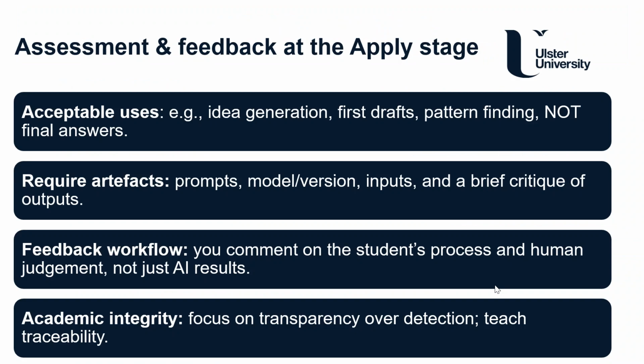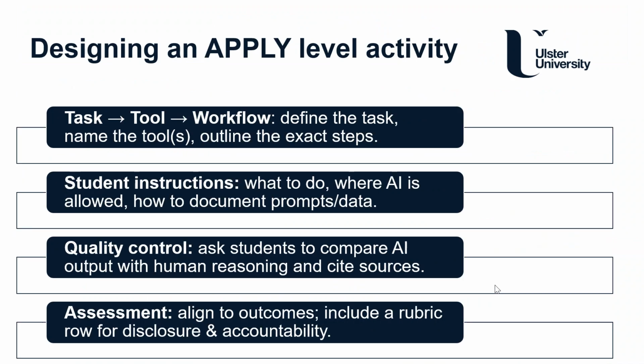Obviously, acceptable uses we need to think about are things like idea generation, first drafts, and pattern finding, but not final answers. We require the artifacts maybe in our appendices, the models and versions they use, the inputs, and maybe a brief critique of the outputs. And then in terms of feedback, you comment on the student's process and human judgment, not just the AI results. And obviously, in terms of academic integrity, focusing on transparency over detection and teaching traceability.